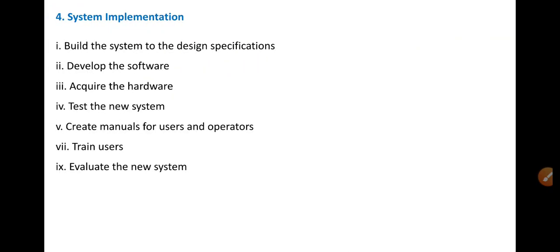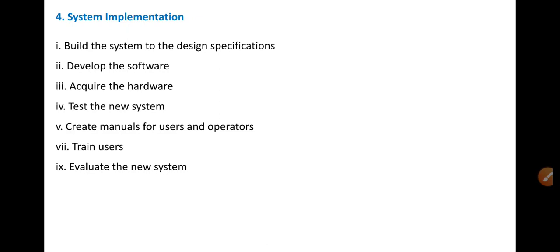And the next step is system implementation. After designing an information system, the next step is to implement the designed system. The stage where the system is in place and is used by the actual workforce, and a user guide manual and training are provided to the users.